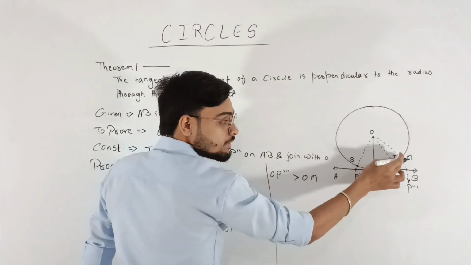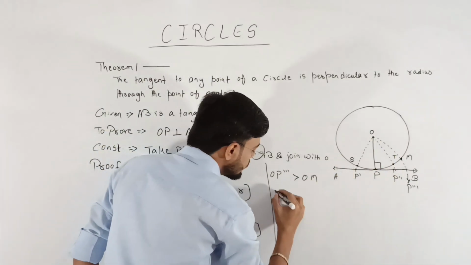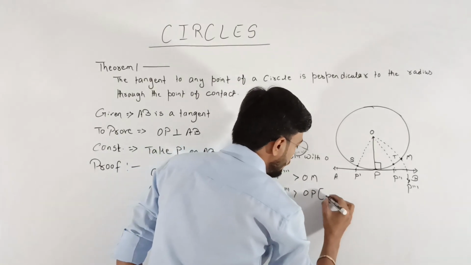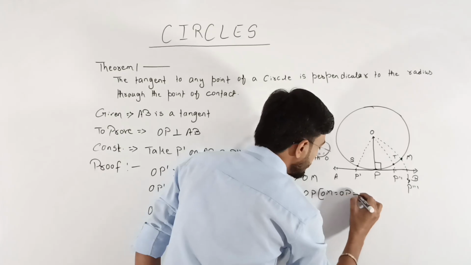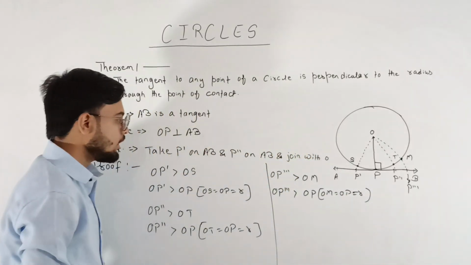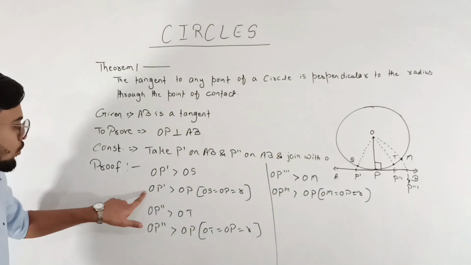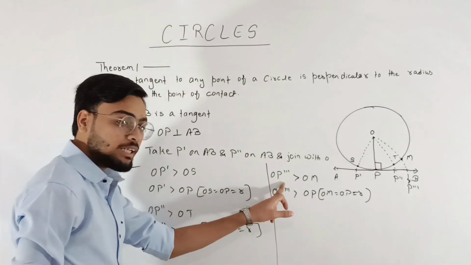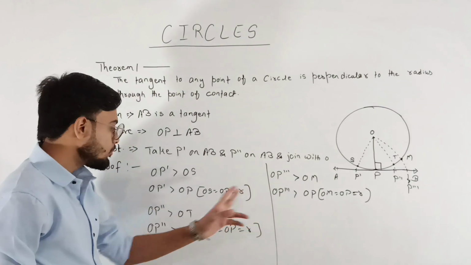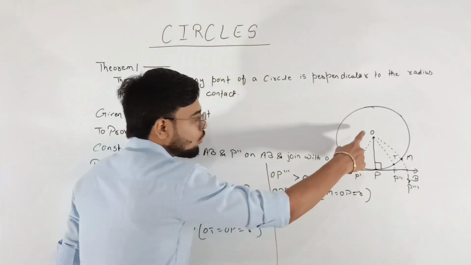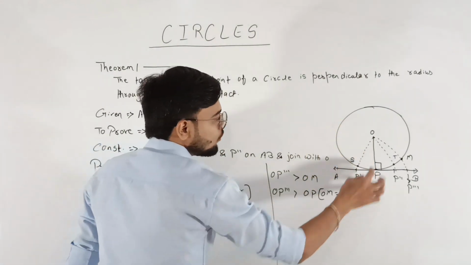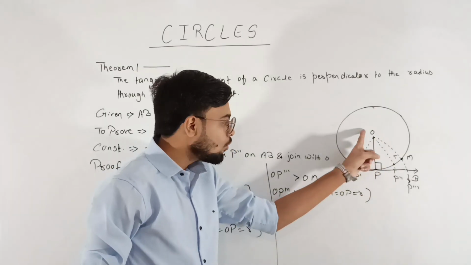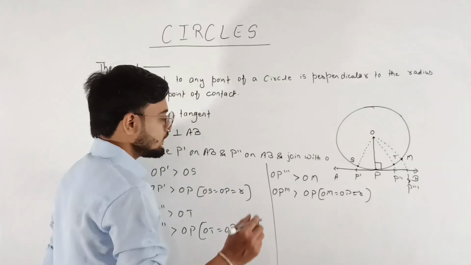Now OM is what? OM is radius. So in place of OM, again I write OP. So again look here, OP triple dash is greater than OP. Why? Because OM is equal to OP and both are radius. Now look here, from these three, OP dash is greater than OP, OP double dash is again greater than OP, OP triple dash is again greater than OP. So from these three equations, we conclude that OP is the shortest distance between center and tangent.